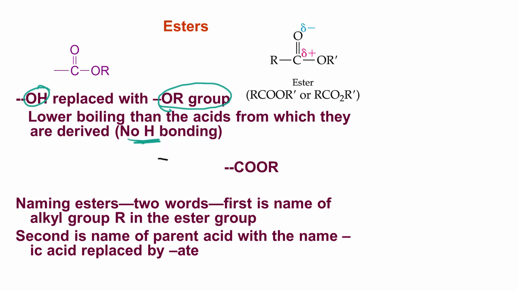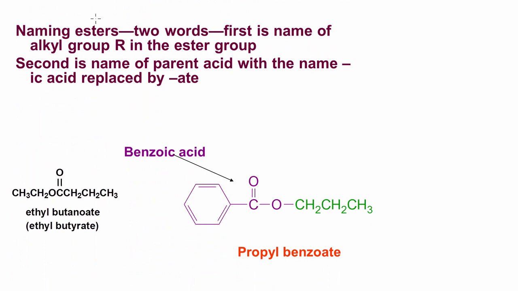Okay, so let's go ahead and name some esters. Ester names are composed of 2 words. The first name is the alkyl group in the ester group, and the second is the name of the parent acid with the IC replaced by ATE. So let's go ahead and take a look at this one here. Remember what I said, that esters are made from carboxylic acids reacting with an alcohol. This portion here that contains the oxygen is from the alcohol, and then this portion here is from the acid.